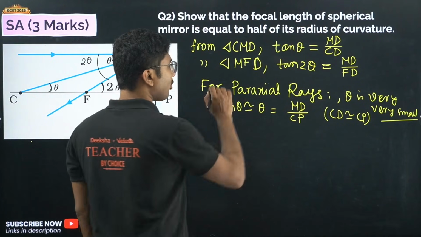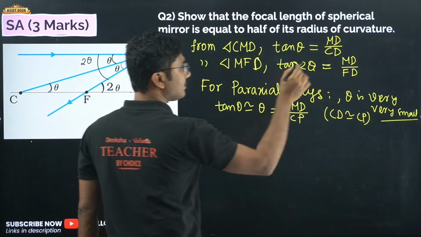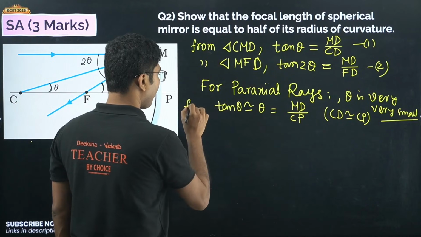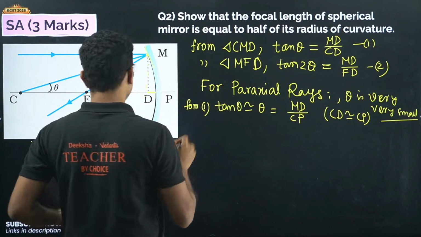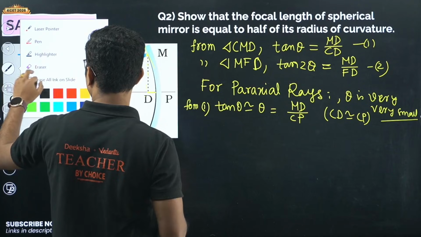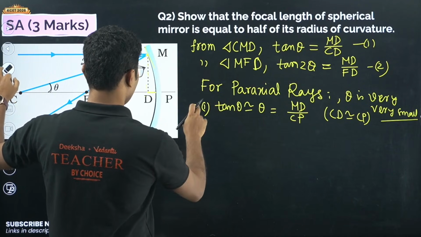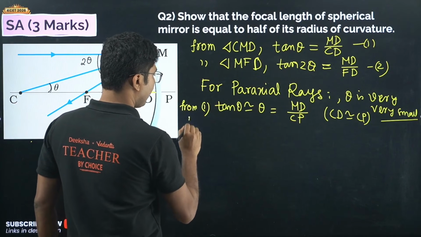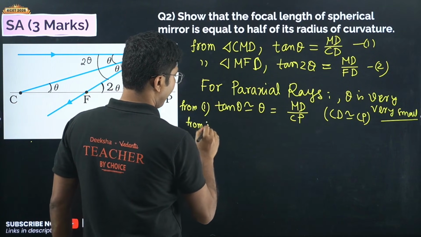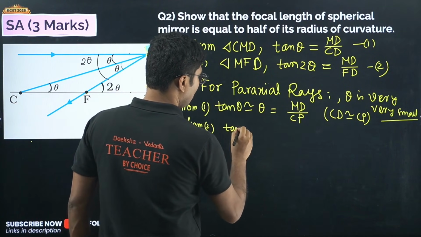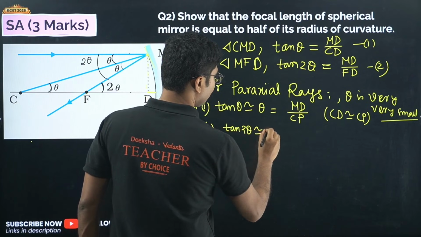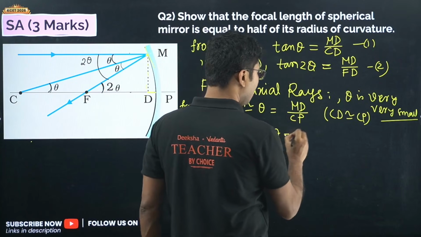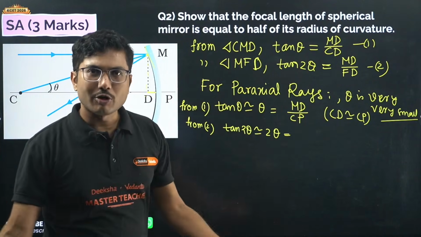Okay, similarly, say this is equation 1, and this is equation 2. From 1 we got this, and from 2, what you got? Tan 2 theta should nearly be equal to 2 theta. Again theta is small, so 2 theta will also be small, even if it's double. So anything multiplied by 0 is always 0, right? Does not matter.